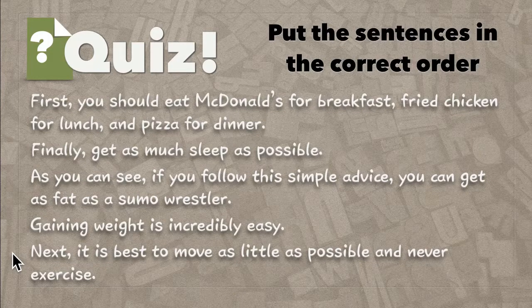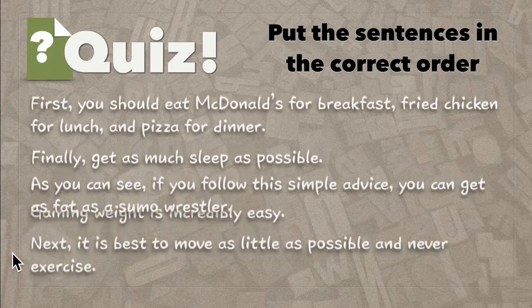Okay, now you have an idea of what the paragraph is about. Can you move these sentences into the correct order? Go ahead and pause your computer or phone and think about it for a few minutes. Okay? Go. So, did you get the correct answers? The correct order is as follows.